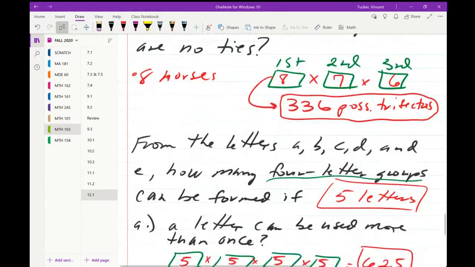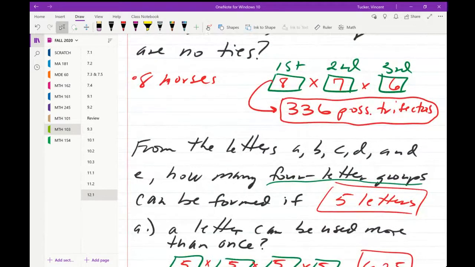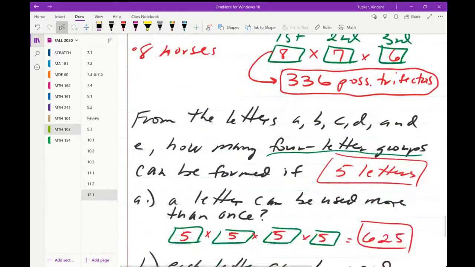So the next one, I think this is the last one out of 12.1. From the letters A, B, C, D, and E, how many 4-letter groups can be formed if, A, the letters can be used more than once.